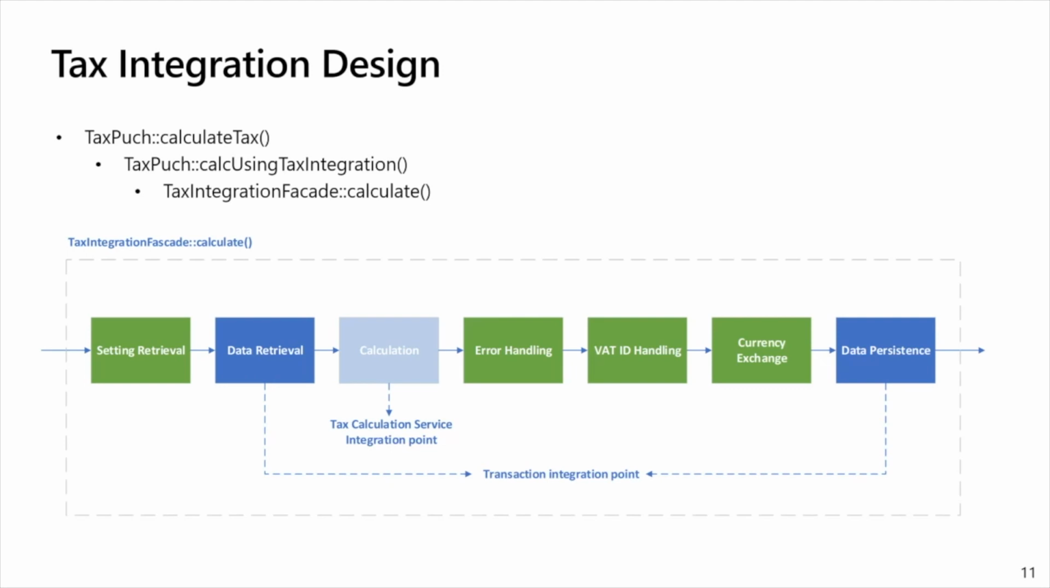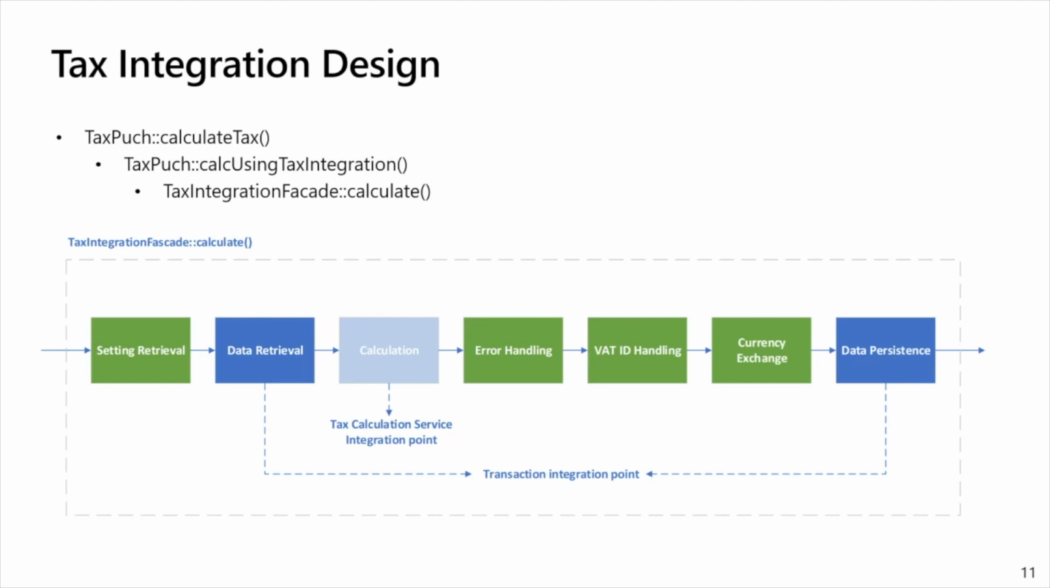The next stage will be the calculation. After we have all the data, we will call the tax calculation service with this data and fetch the calculation result. And this result will also be saved into an object. After that, we will check if there is any error thrown by the tax service. If yes, we will throw an exception to the end user or just show a warning to the end user based on the setups. And the next stage is about VAT handling.